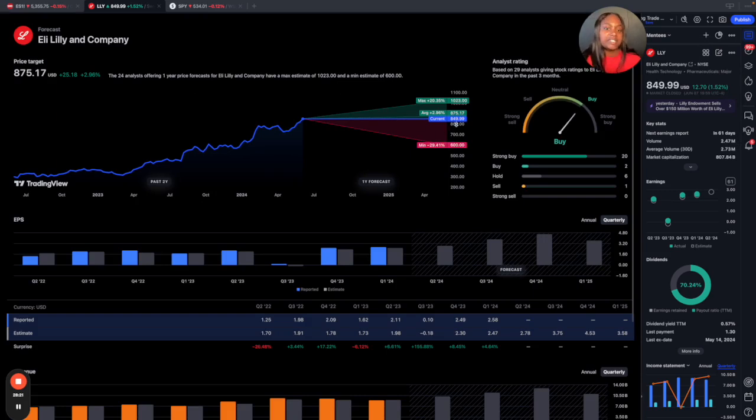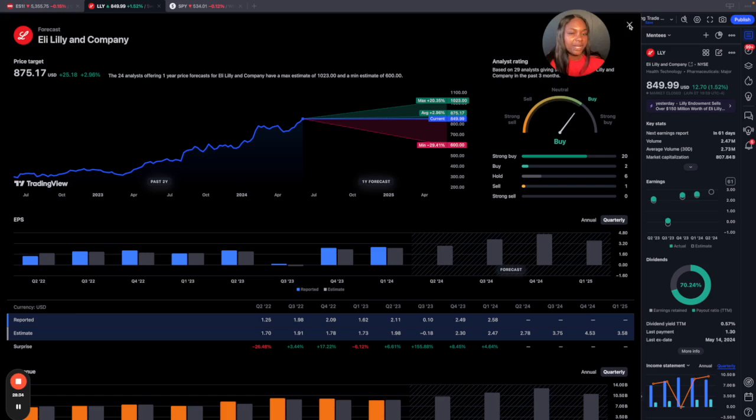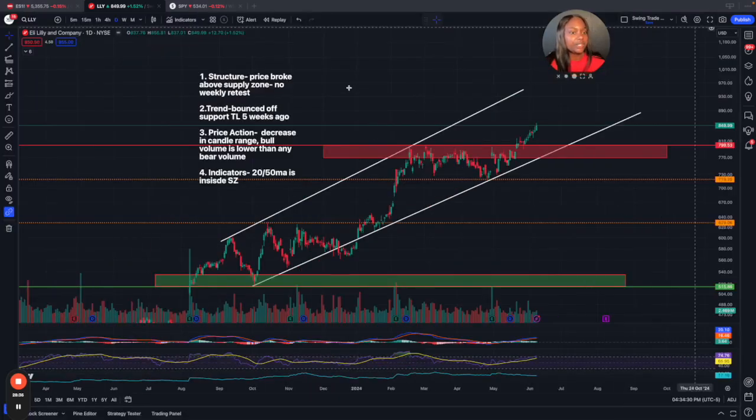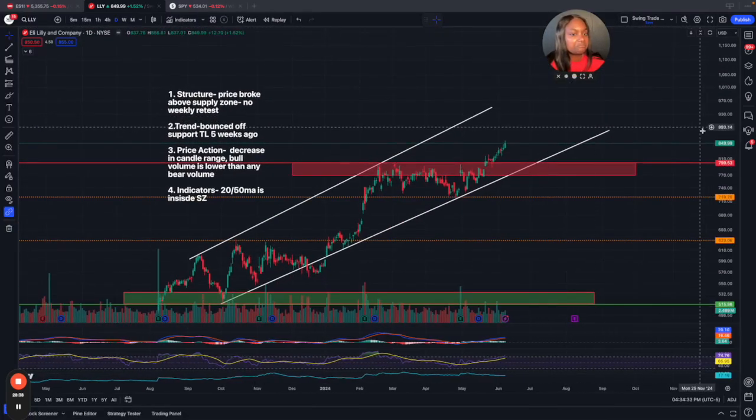Currently, Eli Lilly is at $850 with the average price projected to be $875, with the highest price of the year projected to be $1,023. So we got $875 and $1,023. Okay, let's mark off $875 here.